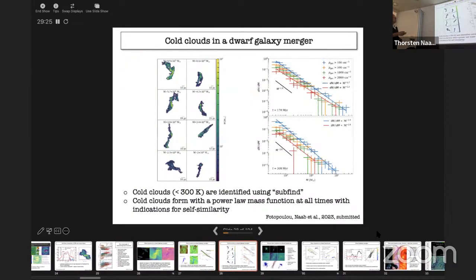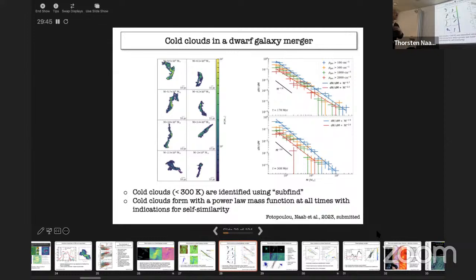Here's the mass function, and if we do it at different densities, you see the slope of the mass function at different times stays the same. So we even have internal structure in the clouds, which seems to be self-similar. Okay, yes. Is the mass function dependent on the subject molecule?